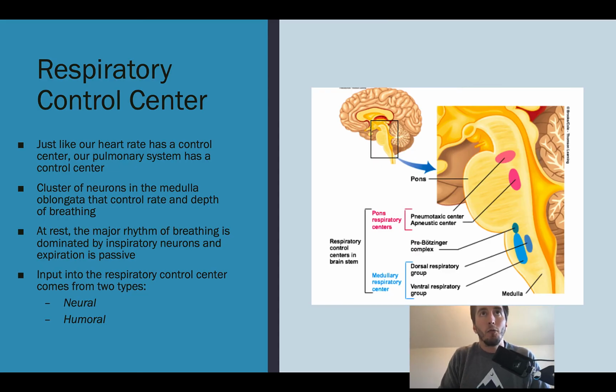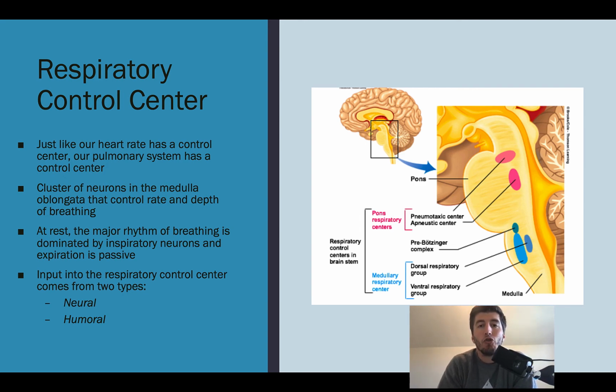That ventilatory control is going to be held in the respiratory control center, which is located inside of that medulla. And specifically, there's going to be a couple of clusters of neurons. I don't care if you know the specific names or any of that, but they're going to be controlling the rate and the depth at which we breathe. At rest, the major rhythm of breathing is going to be determined by inspiratory neurons. So they're going to be driving inspiration.